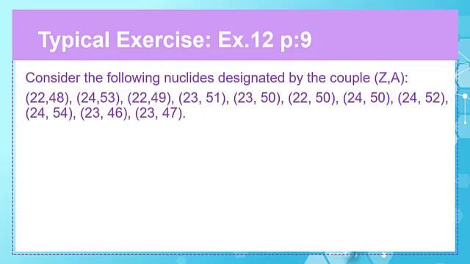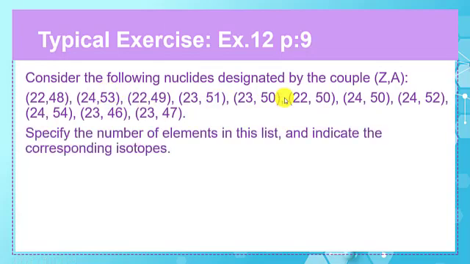Typical exercise 12, page 9. Consider the following nuclei designated by the couple A over Z. The given numbers represent the atomic number Z followed by the mass number A. So if we have 22, 48, 22 is Z and 48 is A. This is another atom having Z equal 24 and A equal 53, and so on. Specify the number of elements in this list and indicate the corresponding isotopes.